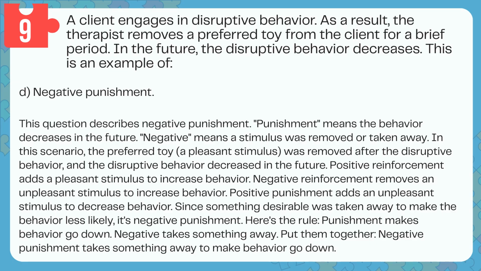Positive reinforcement adds a pleasant stimulus to increase behavior. Negative reinforcement removes an unpleasant stimulus to increase behavior. Positive punishment adds an unpleasant stimulus to decrease behavior. Since something desirable was taken away to make the behavior less likely, it's negative punishment. Here's the rule. Punishment makes behavior go down. Negative takes something away. Put them together. Negative punishment takes something away to make behavior go down.